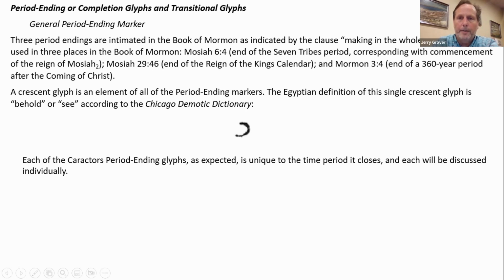And these are the points: the end of the 7 tribes period, which I'm not really talking about. The 7 tribes period is found in the Characters document. It's not found in the Book of Mormon because it was in that section of the Book of Mormon that we don't have. So it looks to be the time period before Mosiah.